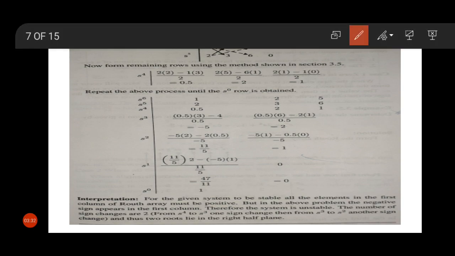In this problem the negative sign appears in the first column, therefore the system is unstable. The number of sign changes is 2: from s^4 to s^3 one sign change, then from s^3 to s^2 another sign change, and thus two roots lie in the right half plane. So there are two sign changes, that means two roots lie in the right half plane. That's why this system is unstable.